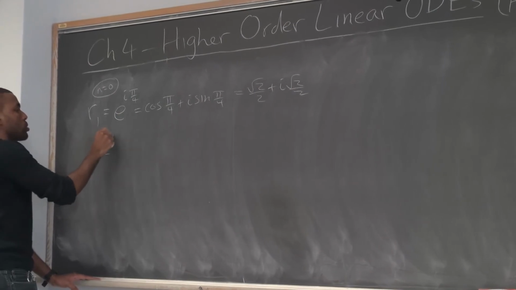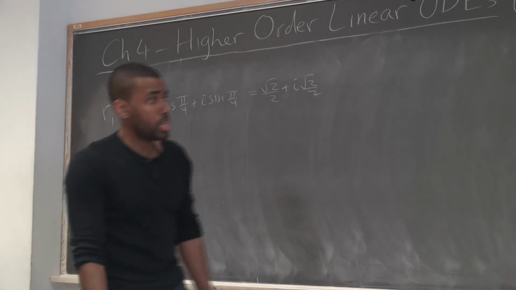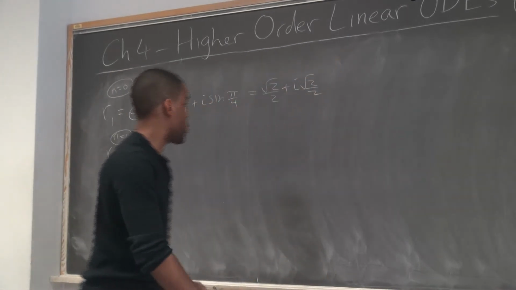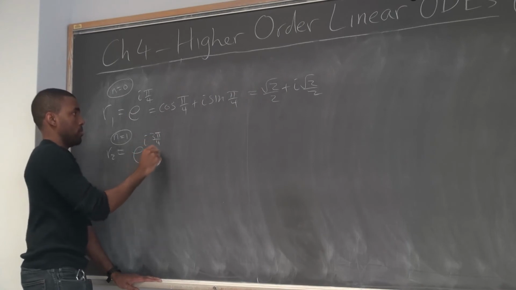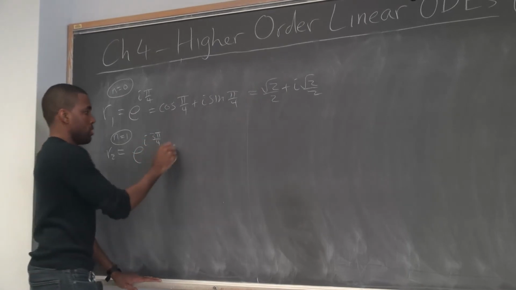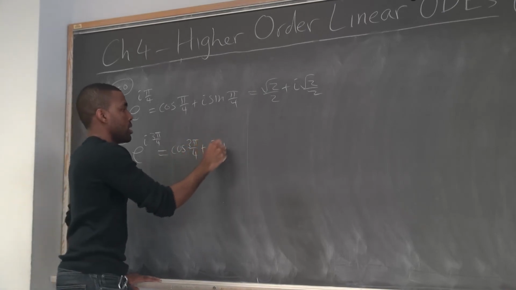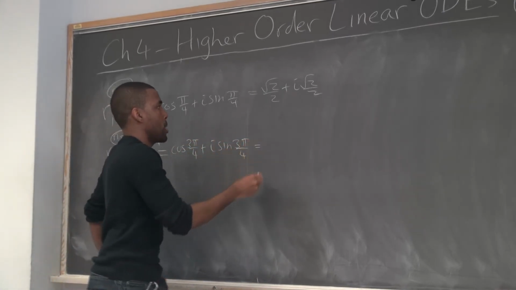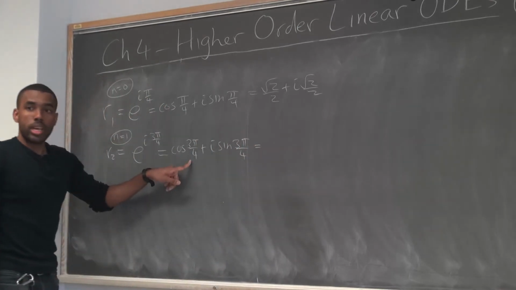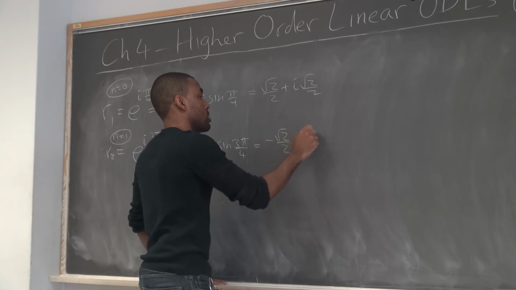this is when n equals 1. I would have e to the i, if I put in n equals 1, 3 pi over 4. So this would give me cosine 3 pi over 4 plus i sine 3 pi over 4. 3 pi over 4 is in the second quadrant, which means the cosine is negative. The sine is still positive.